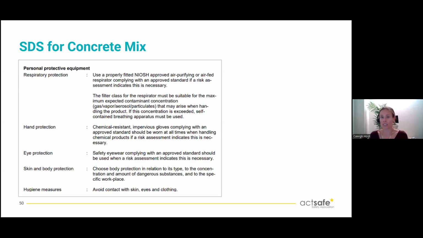We want to go to this section before we start working with a product to know if the way we're working with the product is going to be covered under the PPE section, whether we need respirators, how to use this product, that kind of stuff. So Section 8 for your PPE is one of my favorites.